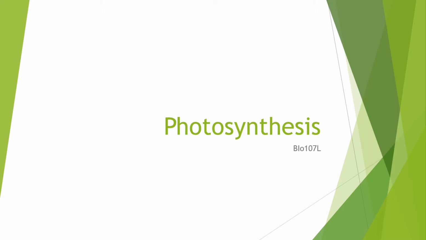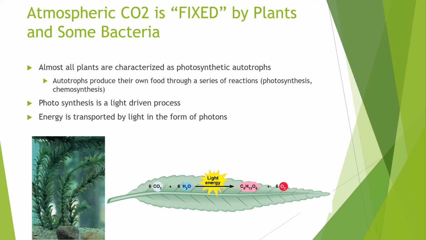Today I'll be covering the concept of photosynthesis and how it may apply to the virtual labs you are to complete for this week. First, it's important to understand that CO2 can be fixed by plants and some bacteria. This process is called photosynthesis, which is the fixing of carbon from the environment to produce a usable form of energy. In most cases, this form of energy is going to be glucose.